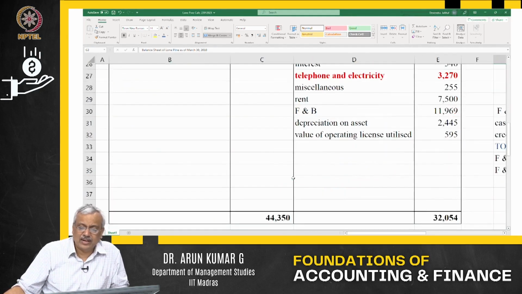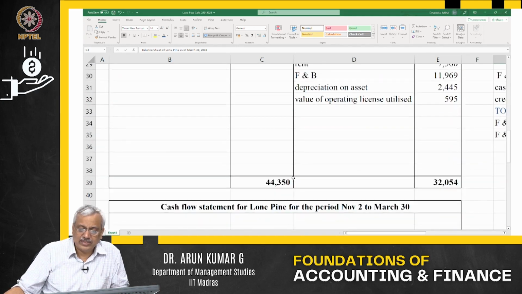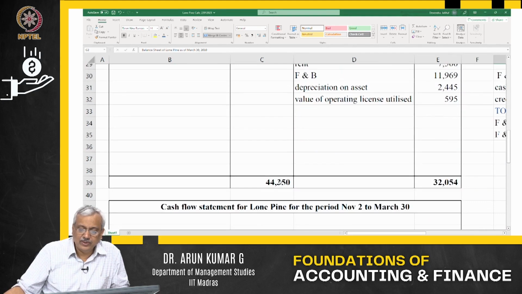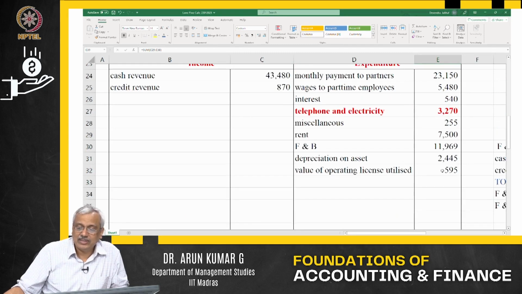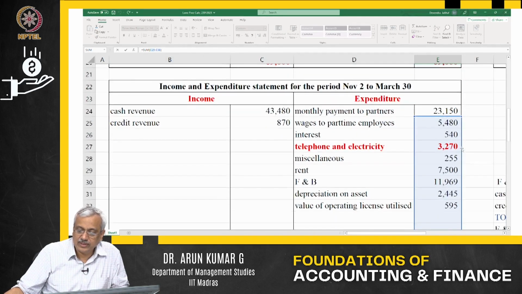Sir, why can you not write it off? Let the company decide that they have to write it off, then we will write it off. As of today, no. So if you see in this particular case, your revenue is 44,350, your expenditure is 32,054. That means you have made a profit. Let me see, I think my totaling there has some mistake. Yes, I have to include this cell also.